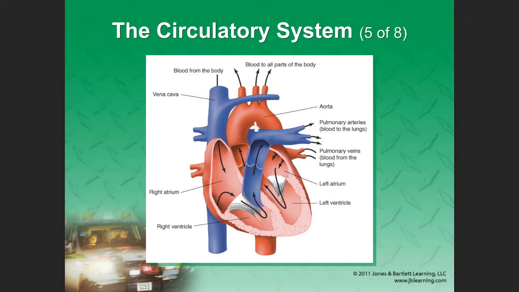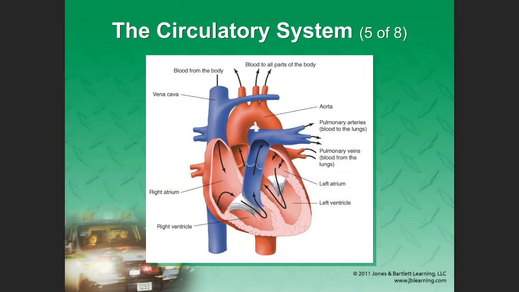The smallest vein would be the venules. Now, when the vena cava receives this deoxygenated blood, it's going to pump that blood into the right atrium. The right atrium then contracts and pushes that blood, which is deoxygenated, through a valve into the right ventricle. The right ventricle then contracts and pushes that deoxygenated blood through a valve into the pulmonary arteries.